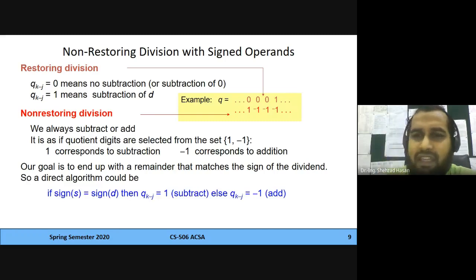Okay, so the easiest thing that we can do in trying to find out whether we need a -1 or 1 is check the sign of the divisor and the sign of the remainder. If they both are the same, then the q bit, or the quotient bit, is 1, and we are going to do subtraction, else we are going to do an addition operation. This is the simplest thing we have to check.